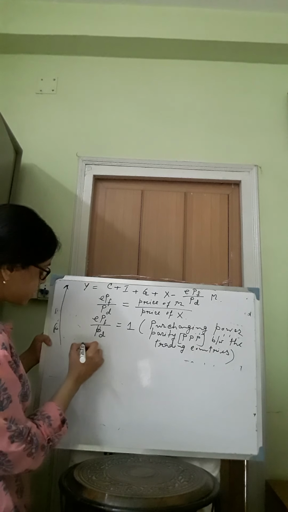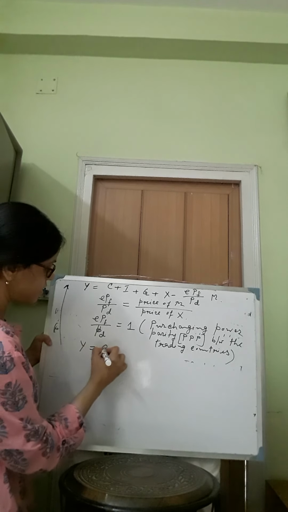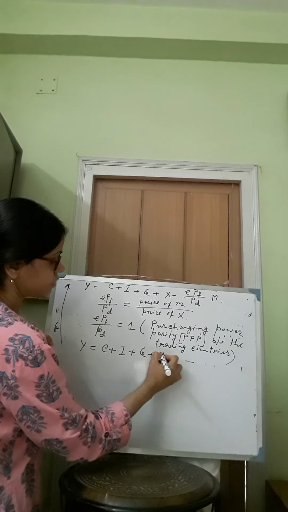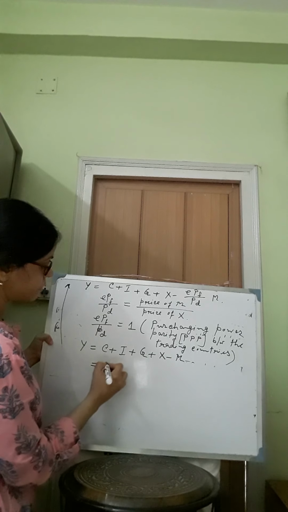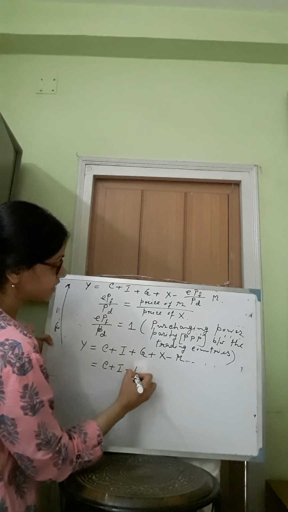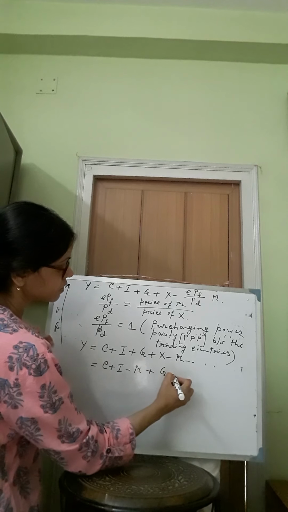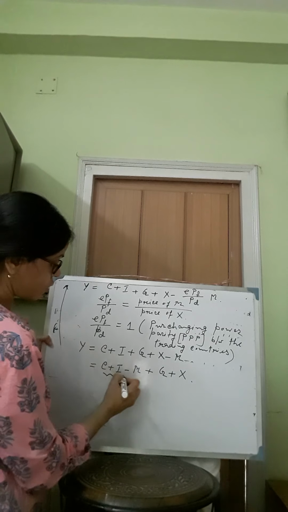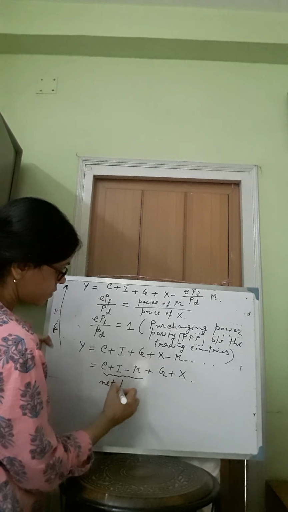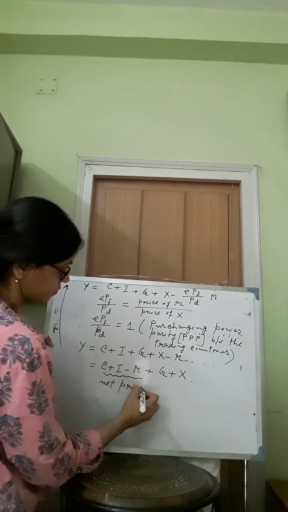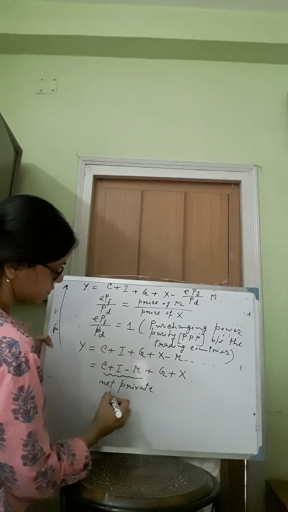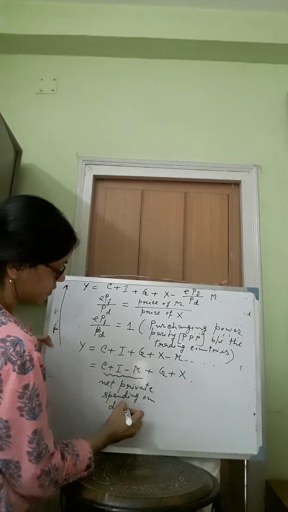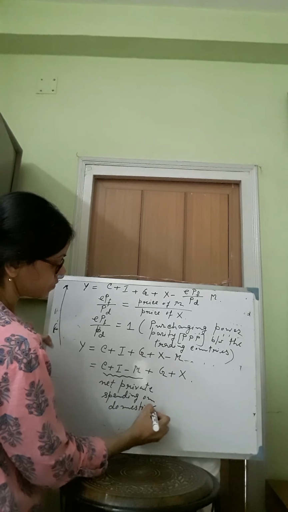Next, we are again considering the national income identity. Y is equal to C plus I plus G plus X minus M. Now, this can be written as C plus I minus M, plus G plus X. Now, this is called net private spending on domestic goods.